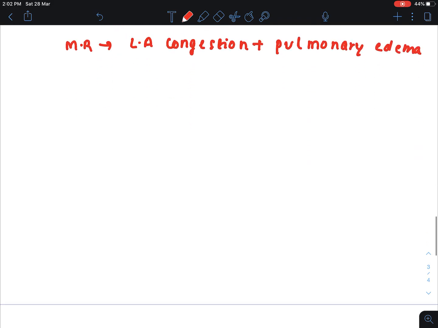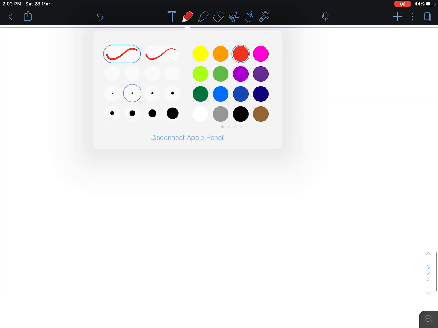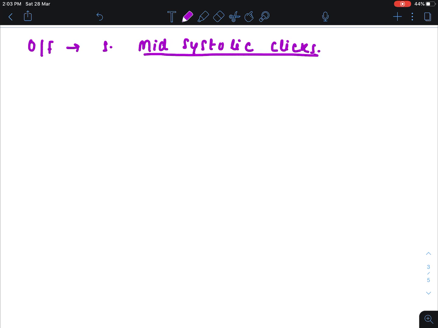Now, what are the auscultatory findings of a patient with mitral valve prolapse? There will be two findings. The first finding is the mid-systolic click. I have told you why this mid-systolic click occurs. It occurs because of the stretching of the chordae tendineae. And in the later stage, the patient may have a late systolic murmur.